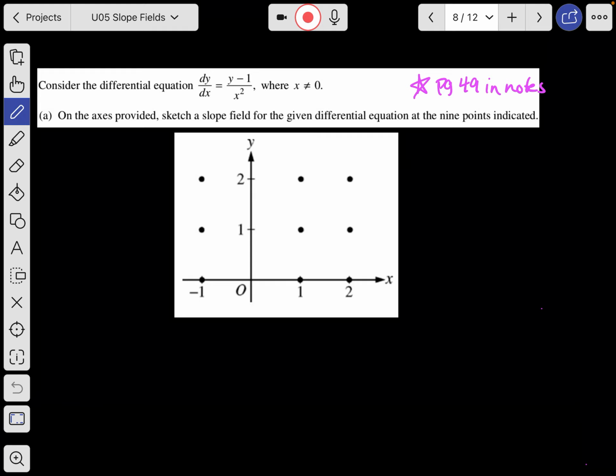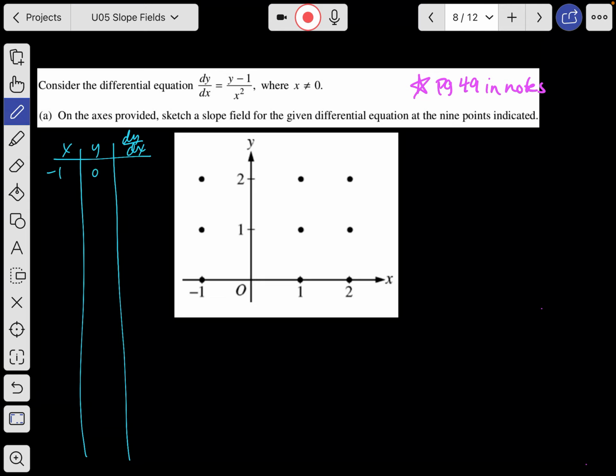All right, so here's one like you'll see on a free response AP test. It says, consider the differential equation where x cannot equal 0, and it says on the axis as provided, sketch a slope field. All right, so we want to come up with a table of values that includes all of these points. So x, y, dy/dx. Your table might be pretty long. I'm going to start with just negative 1, 0, negative 1, 1, negative 1, 2, 0, 0, 0, 1, 0, 2.